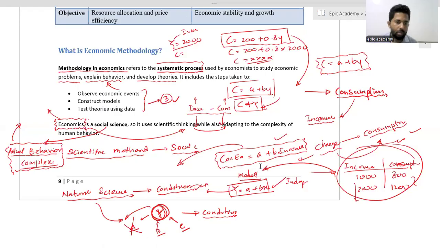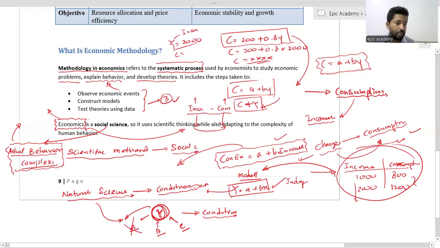The subject of economics, compared to the other social subjects, has a difference, and these are special characteristics of the subject of economics. That is why we can use scientific methodology in this particular subject. But we have to identify that understanding the behavior of the people will be very complex.